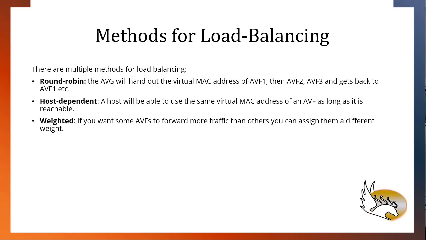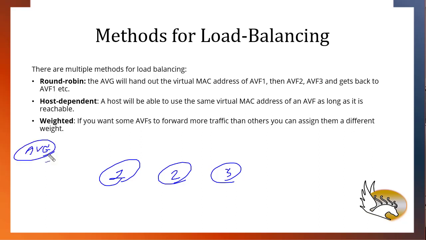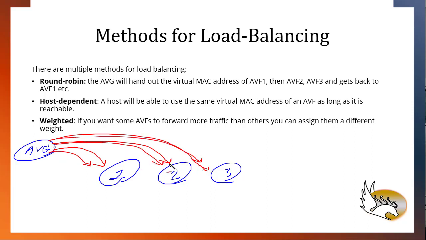The default one is round robin, which means that, let's say that I have three routers, router 1, router 2, router 3, and the active virtual forwarder, as a matter of fact, is the active virtual gateway. It's something virtual. We do not really have it here. So this is going to send the first request to router 1, the second one to router 2, the third one to router 3, then the fourth one to router 1, fifth one to router 2, sixth one to router 3, and this goes on and on. This is kind of a round robin thing.